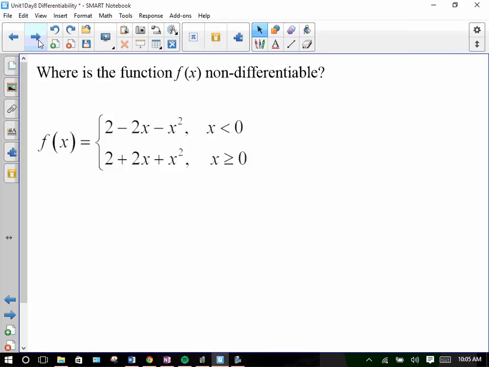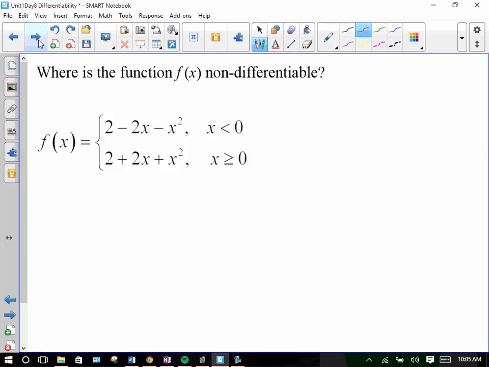Okay, so this one says, where is the function f of x non-differentiable? Okay, again, Shamar, what are the two things that must be true in order for a function to be differentiable? Alright, so it has to be continuous, and the slope on the left and right need to be equal. So first thing we need to do is figure out if this function is continuous. How do we figure that out?